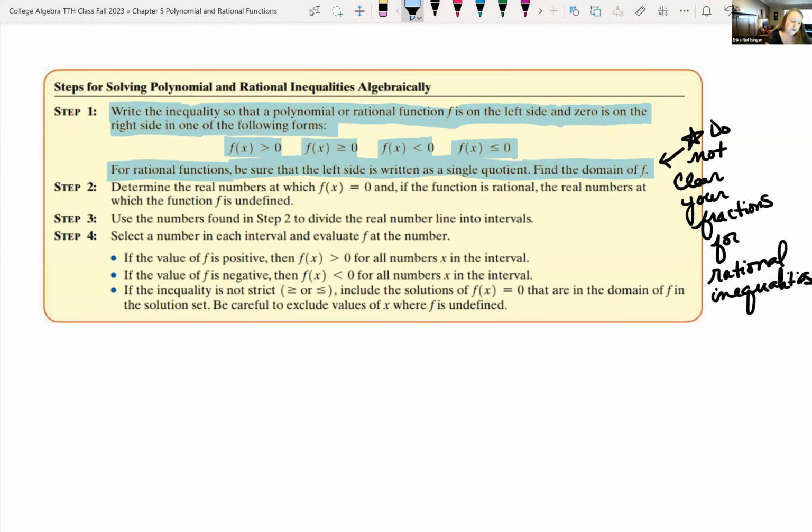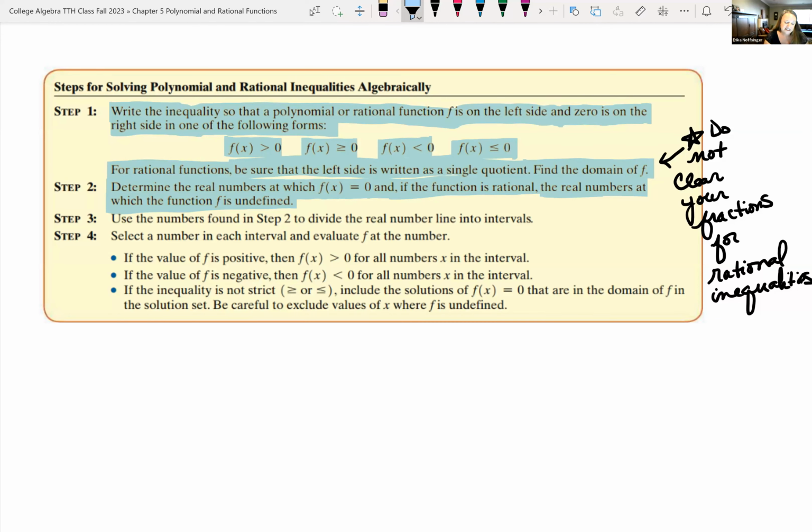So once we've gotten everything to one side of our inequality, if it's a rational function and we rewrote it as a single fraction if it hadn't already been so, then we want to find the values which set our function equal to 0. And if it's a rational function, we also want to find where our function is undefined, so values which set our denominator equal to 0. So step 2, we're going to determine the real numbers at which f of x equals 0, and if the function is rational, the real numbers at which the function f is undefined.